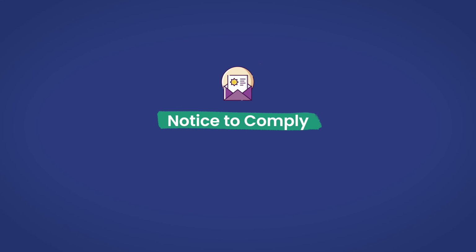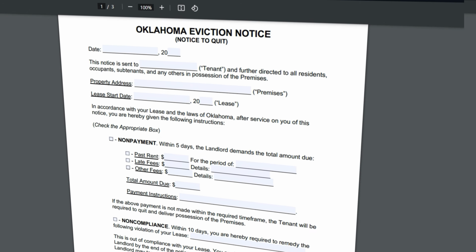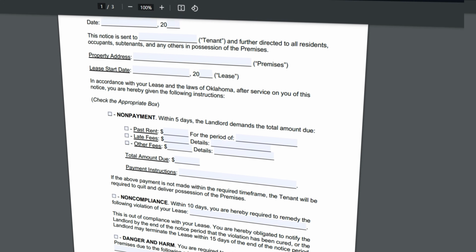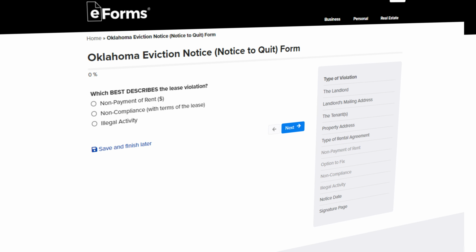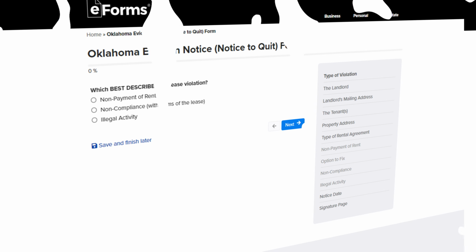Notice to comply. Before filing for an eviction with the court, you need to issue the tenant a notice to comply. You can either download the free PDF or Word template, or create your Oklahoma eviction notice by clicking the link in the description to use a step-by-step wizard that guides you through the entire process to make sure you are submitting the legally correct notice.